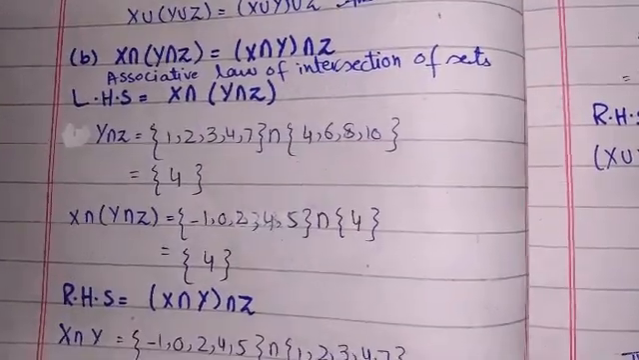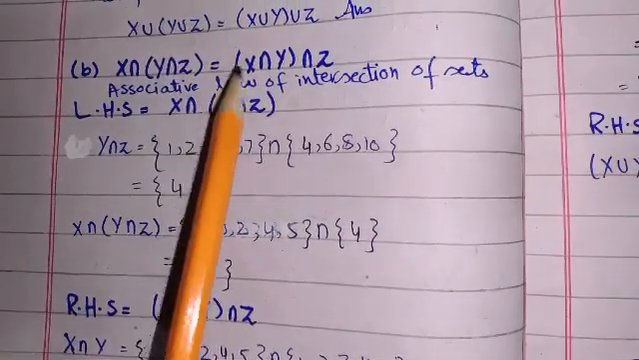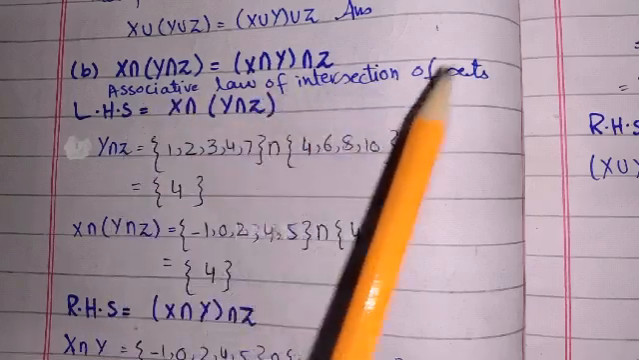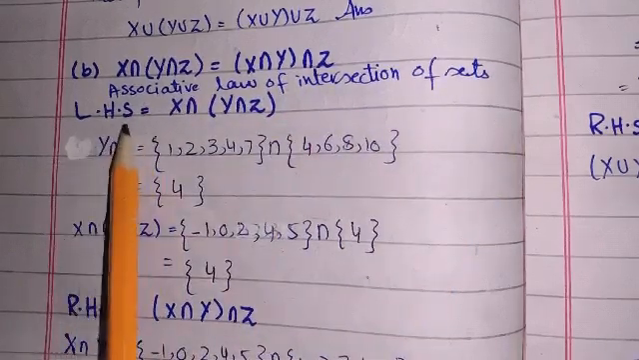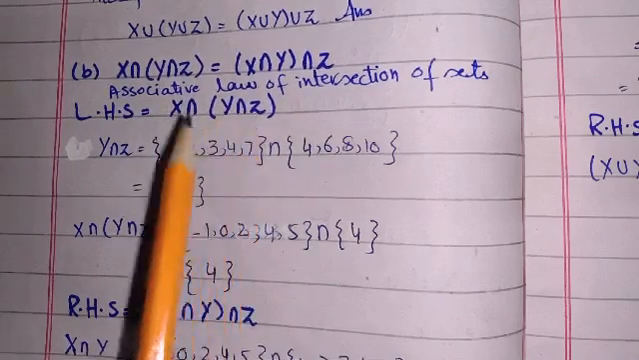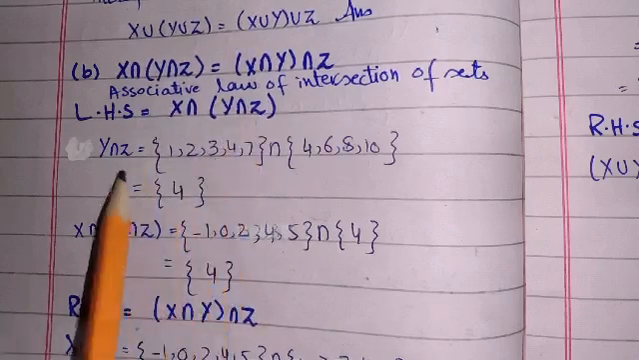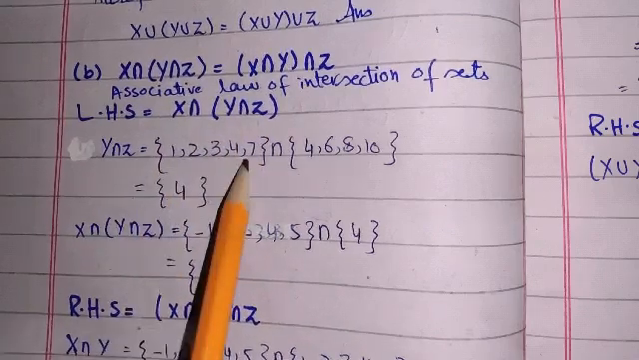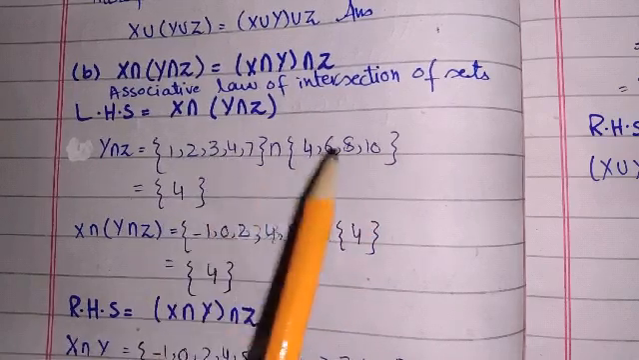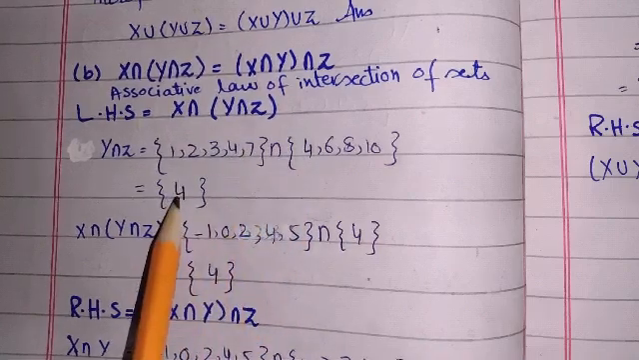Now students, here is our second requirement, which is X intersection (Y intersection Z) is equal to (X intersection Y) intersection Z. This is our associative law of intersection of sets. We will solve our left hand side first, which is X intersection (Y intersection Z). Students, from this side we will first perform Y intersection Z. Here we will write the Y set, then intersection, then Z set. As you can see that there is only one common element in both sets, which is 4. We will write 4 in the resultant set.